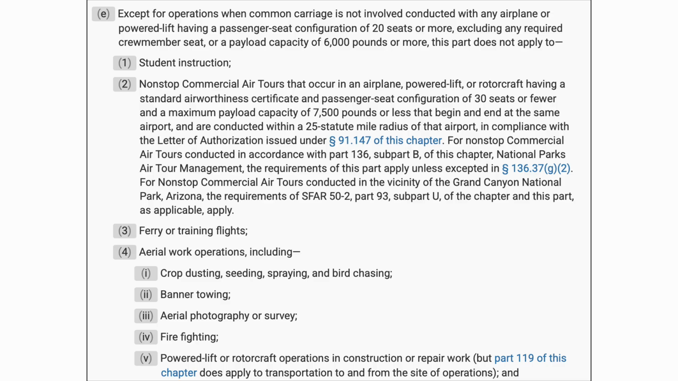Ferry and training flights are exempt from certification when conducted for specific purposes related to aircraft positioning or crew training. Ferry flights involve moving aircraft from one location to another for maintenance, delivery, or repositioning purposes. Training flights encompass a broad category of operations focused on pilot proficiency or aircraft familiarization rather than transportation.